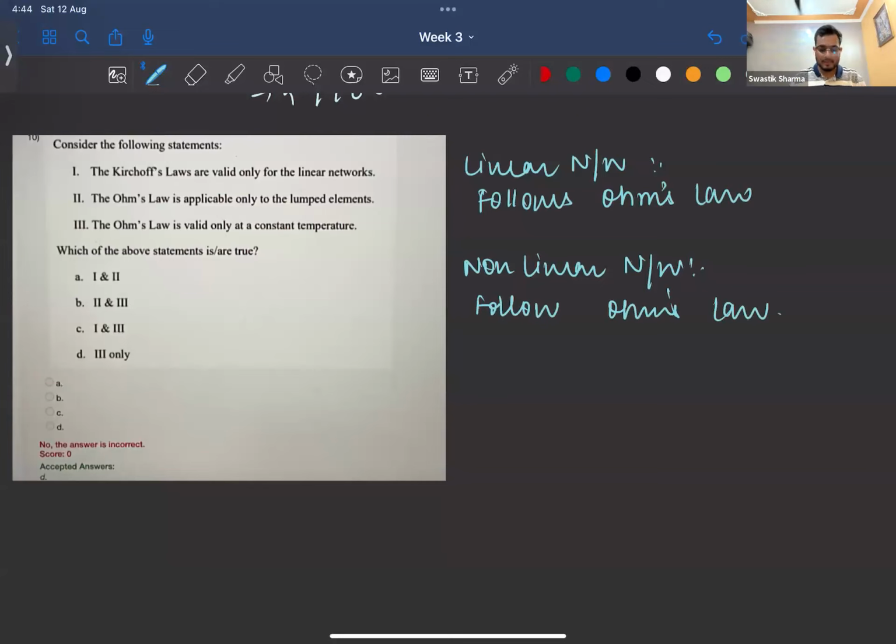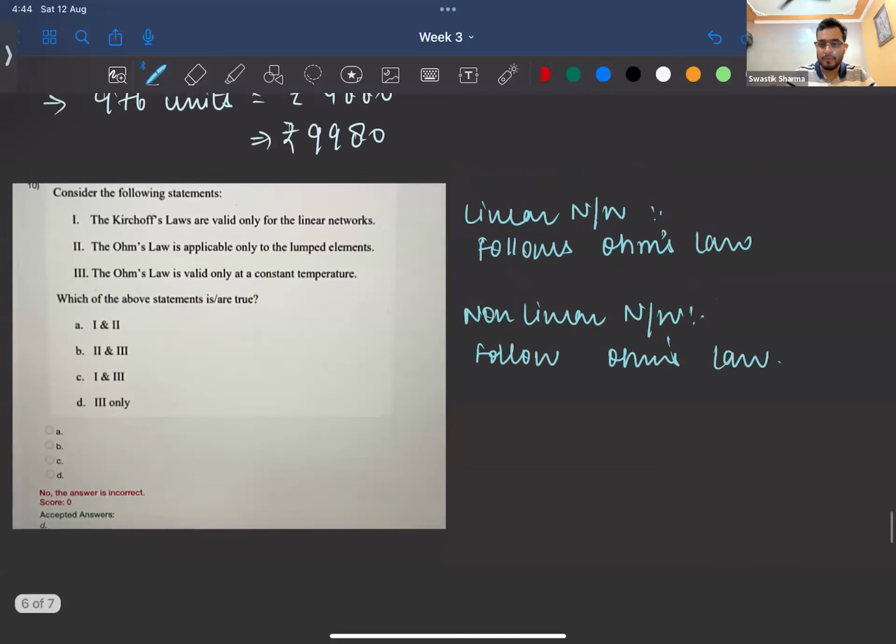But Kirchhoff's laws are based on what? They are based on the law of conservation of energy and charge, right? And the law of conservation of charge or energy holds true for both linear and non-linear networks. So the first assertion is wrong, right?